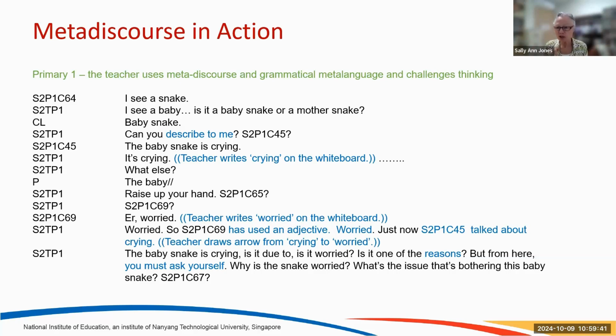But then she also continues to press children. So she challenges them in their thinking. She recognizes that they've reached a platform in thinking, they've got the adjectives, but now they must find out reasons for these emotions. And she says, but from here, right, that's done. Now we think further. From here, you must ask yourself, self-question, why is the snake worried? What's the issue bothering this baby snake? And she names a pupil to offer an answer.